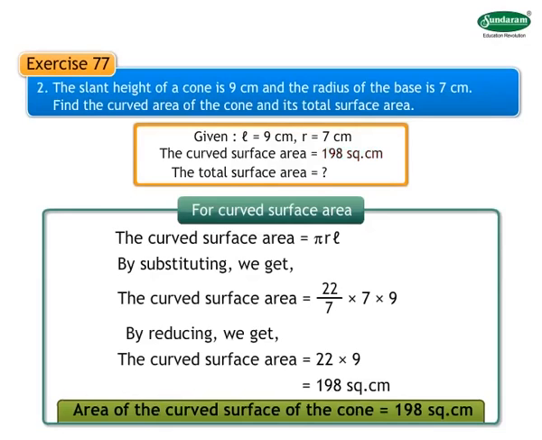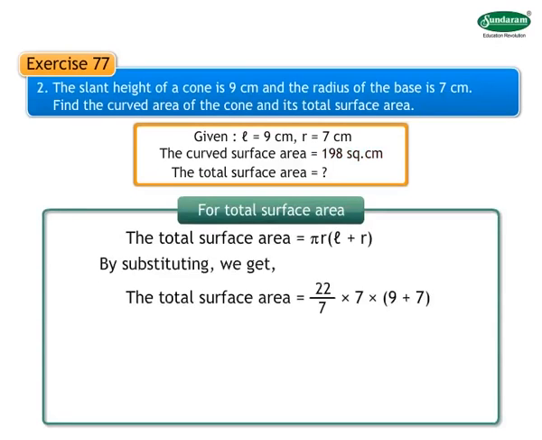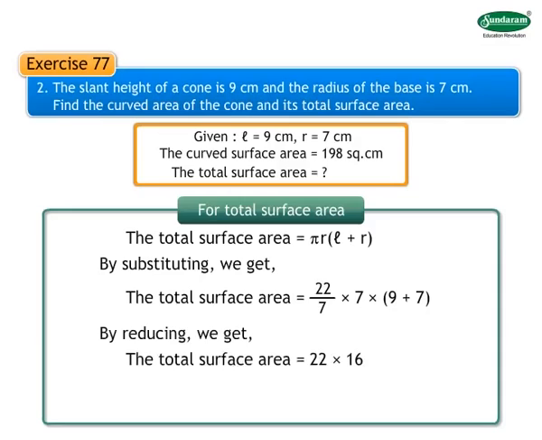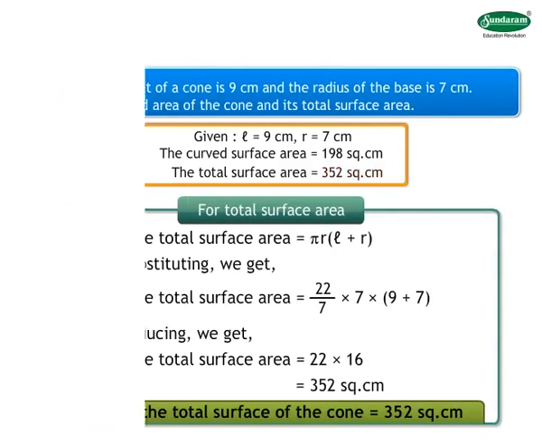As per the formula of the total surface area, the total surface area of a cone is equal to pi r into L plus r. By substituting we get the total surface area of a cone is equal to 22 upon 7 into 7 into whole 9 plus 7. By reducing we get the total surface area of a cone is equal to 22 into 16, which is equal to 352 square centimeter. Area of the total surface of the cone is equal to 352 square centimeter.